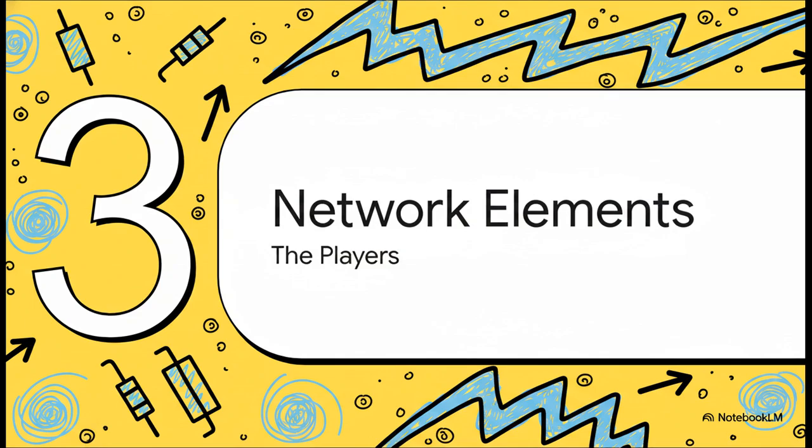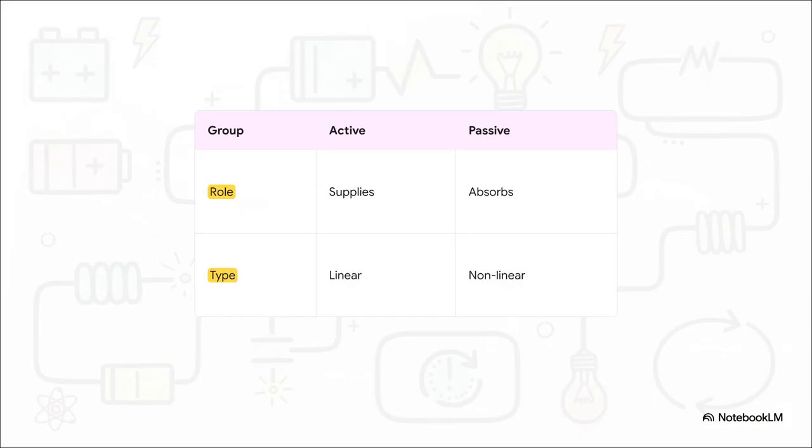Moving right along to part 3, meet the network elements, the players. Because these invisible forces, they need physical roads to travel on. So let's meet the components that direct traffic. In circuit design, we like to organize network elements into highly logical buckets. First up, we've got active versus passive elements.